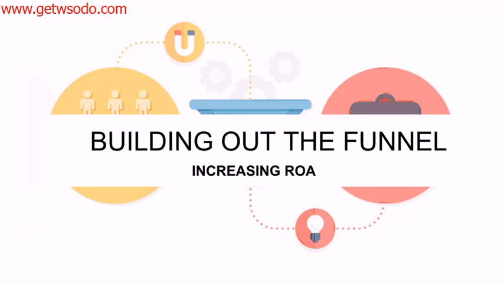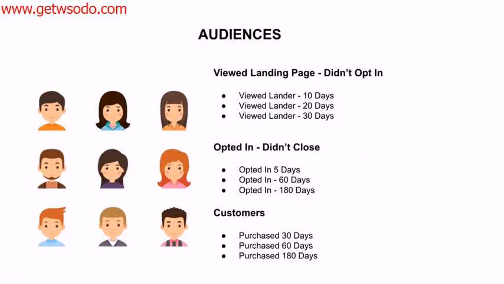So this is what a long tail funnel is all about. Now in lead gen, typically you're going to have three main types of audiences. So you'll have people that viewed the landing page but didn't opt in. And we can break this down between 10 days, 20 days, and 30 days. This is pretty much the typical window. Now, this is a generalization here, these numbers, guys.